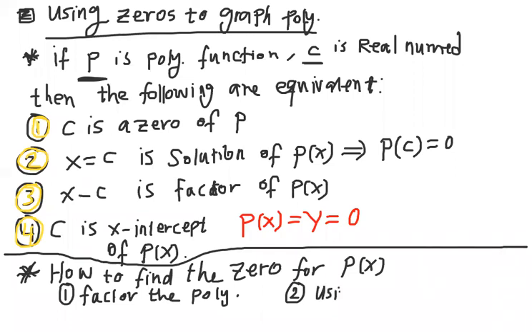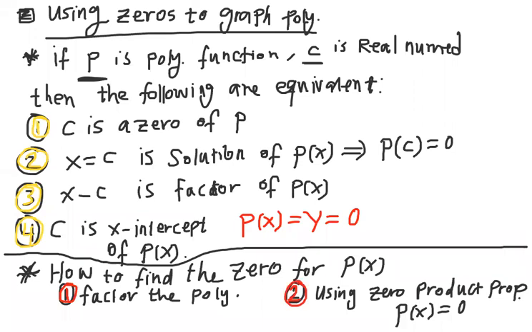Using the zero product property. That means make p of x equal 0, then find the zeros, like solve the function or solve the polynomial function. Any questions so far on these things before I move to the next slide? Okay, perfect.